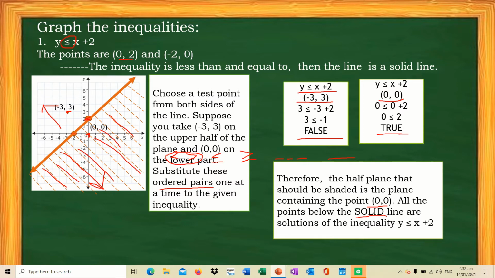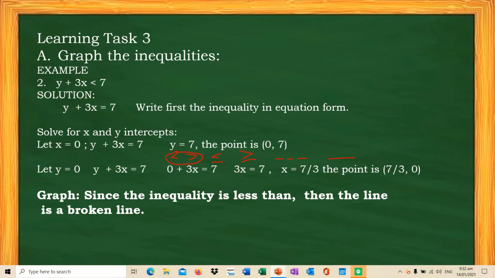So this shaded region is the solution of the inequality y is less than or equal to x plus 2. Then we have the second example: y plus 3x is less than 7. So again, first step, write the inequality in equation form. So yung ating less than dyan, papalitan natin ng equal sign. Then, next step, solve for x and y intercepts.